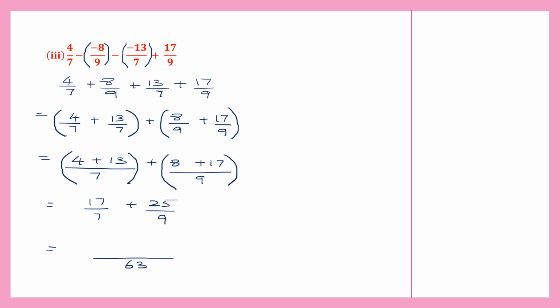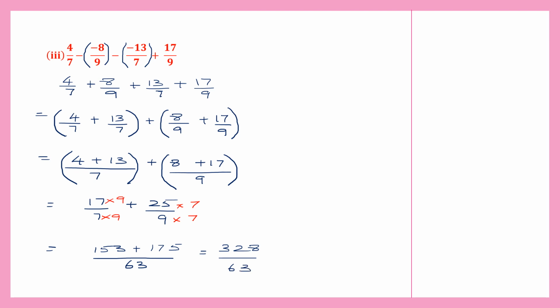Now we have to find the LCM of 7 and 9, which is 63. You can cross multiply or you can do it differently using any one of the three methods. 7 9s are 63, so we multiply this by 9. Similarly, 9 7s are 63, so we multiply this by 7. 17 into 9 is 153, plus now 25 into 7, that is 175. Now we need to add up 153 and 175. When you add it up, you will get 328 and the denominator is 63.